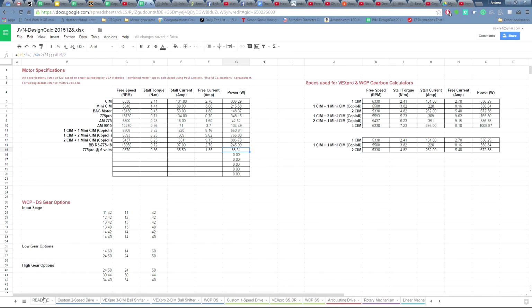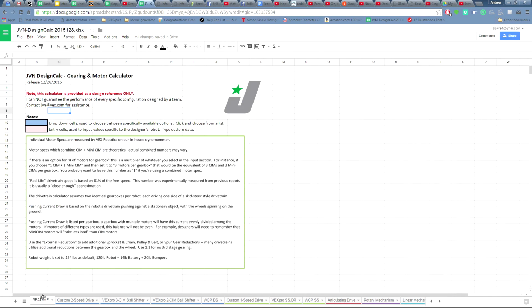So aside from that, that is the JVN Mechanical Design Calculator. I hope you learned how to use it, and I hope you learned something from this. It's an amazing tool to use if you understand what you're doing with it. I'm hoping that my students, and anyone who watches this, can use this tool to learn how to better design robots, and more importantly, design robots that work the first time.